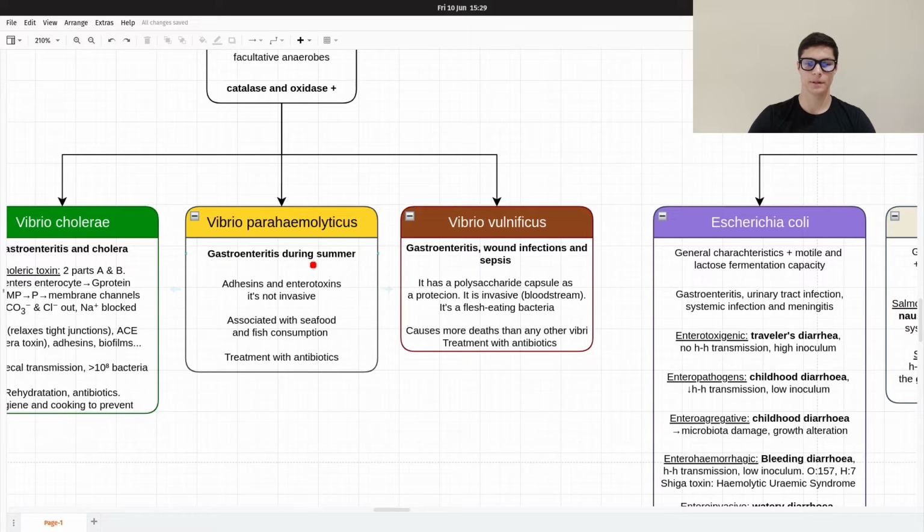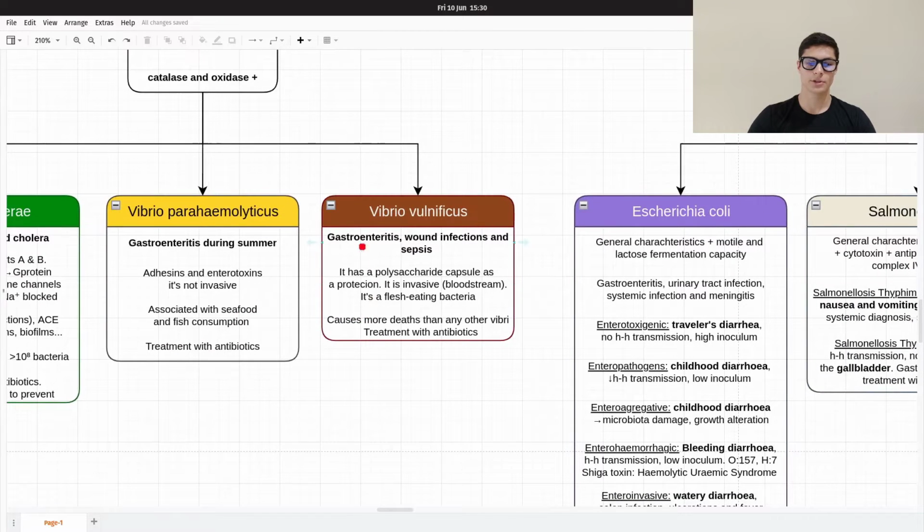They prefer the hot water, the warm water. It has adenosines and enteric toxins, and it's not invasive. It's associated with seafood and fish consumption, all of them are associated with seafood mainly, and the treatment is with antibiotics. Vibrio vulnificus, on the other hand, is the worst of the bunch because it creates gastroenteritis as well as wound infections and sepsis.